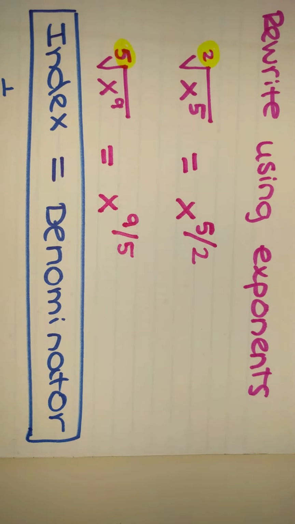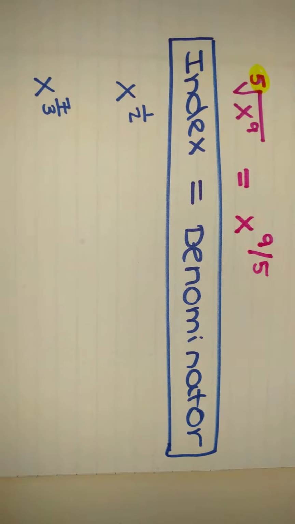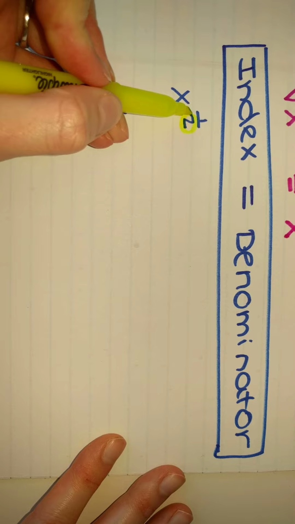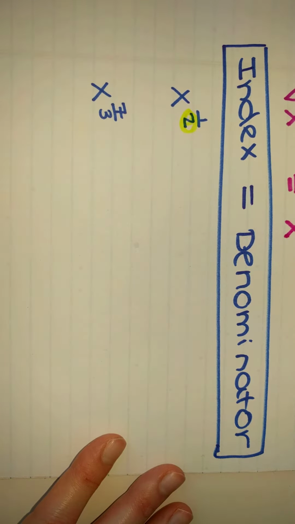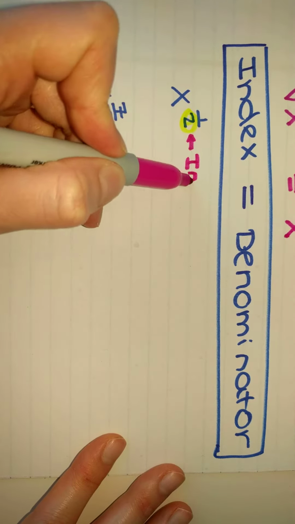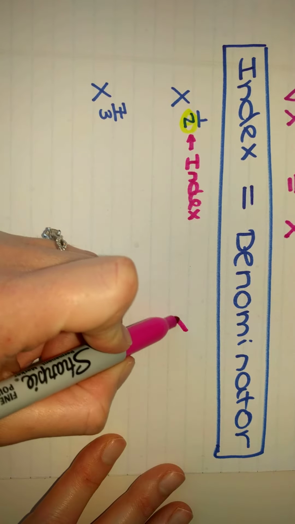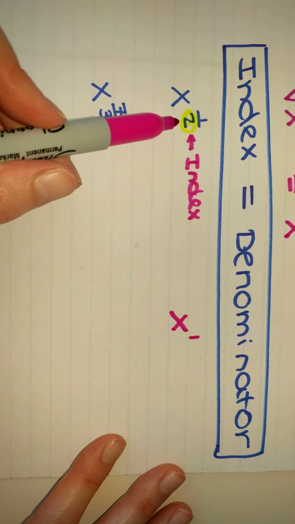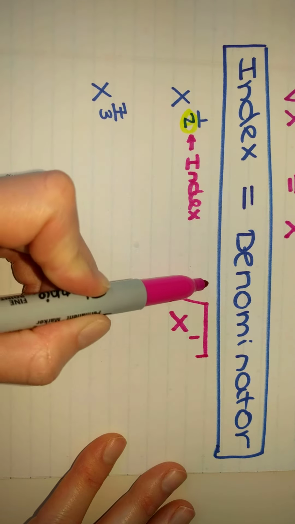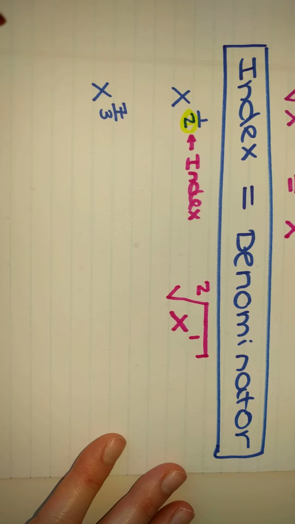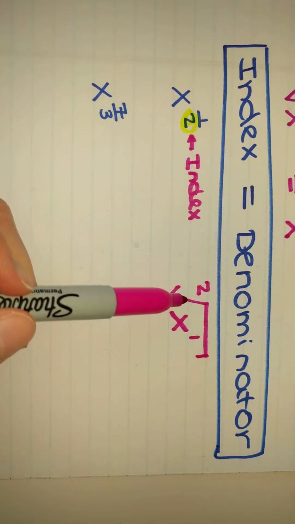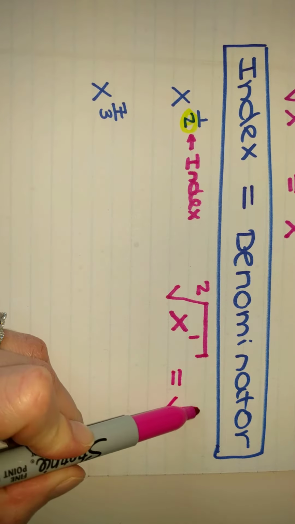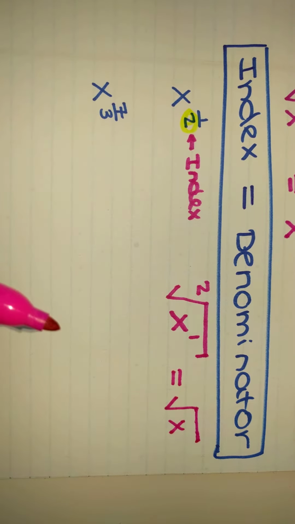All right, now you can of course go the other way around. So if you go the other way around, what will happen is everything's going to stay the same, except this denominator is now going to become the index of our radical. So we will still have the x to the first, but now instead of having the denominator of 2, we will now have that as the index of our radical, a 2. Now, do note, because the square root has an understood index of 2, you don't have to write that. So you would just write it as square root of x.